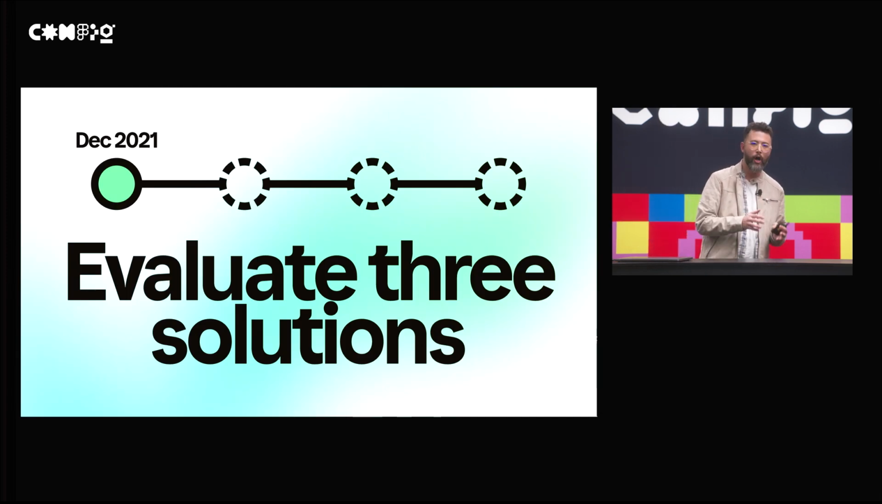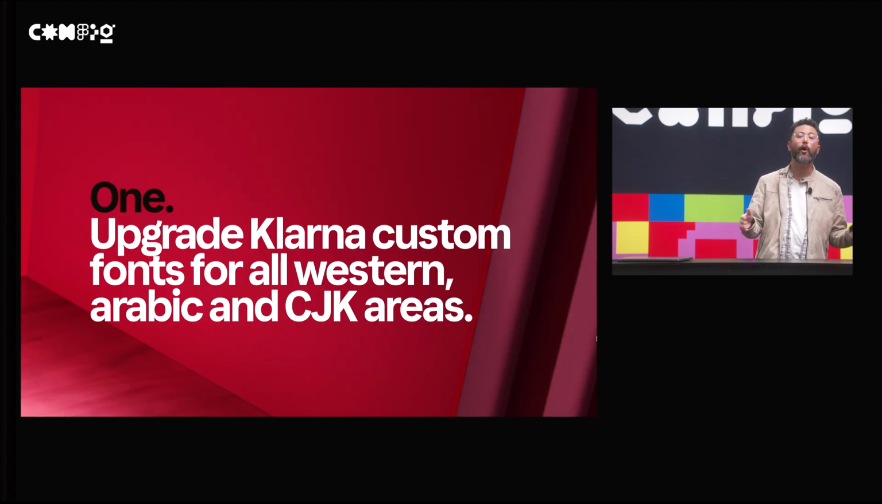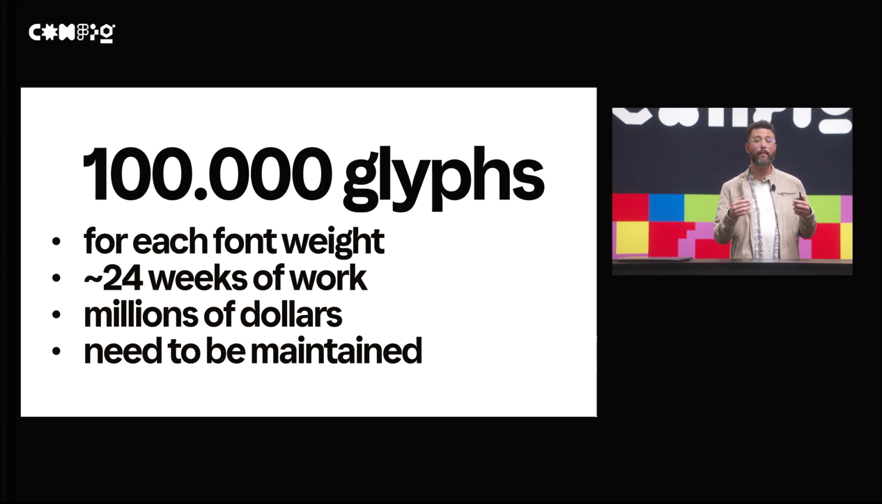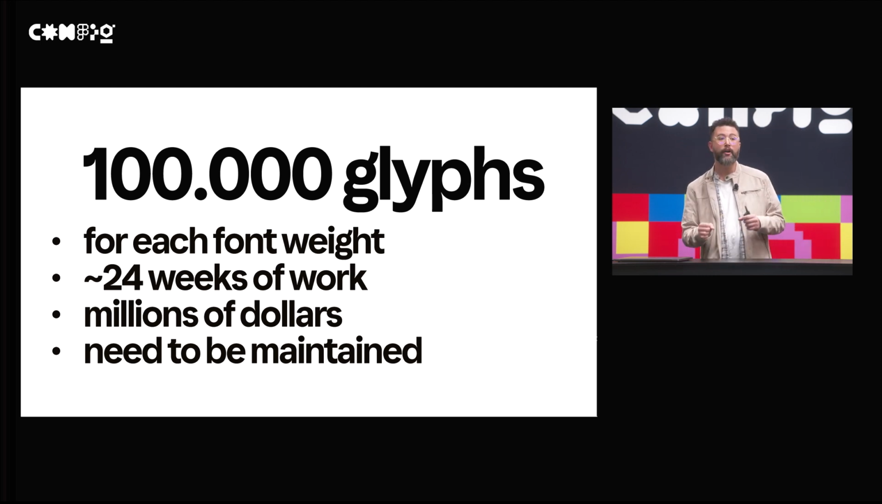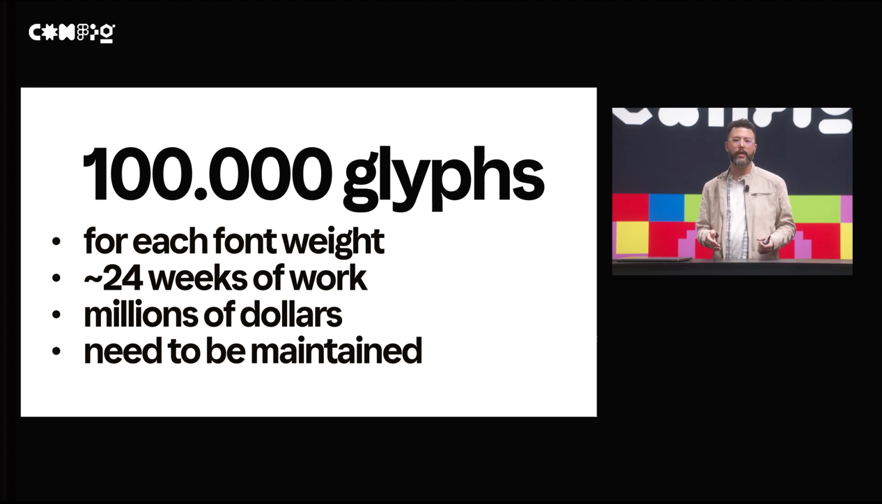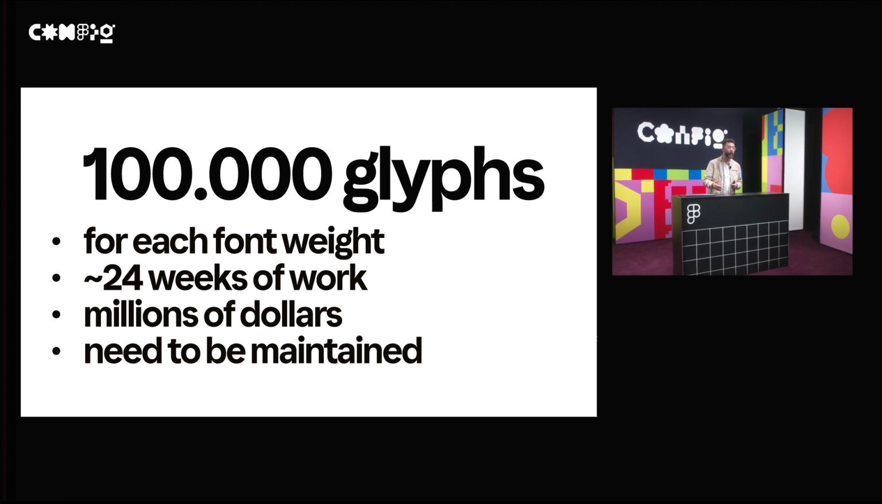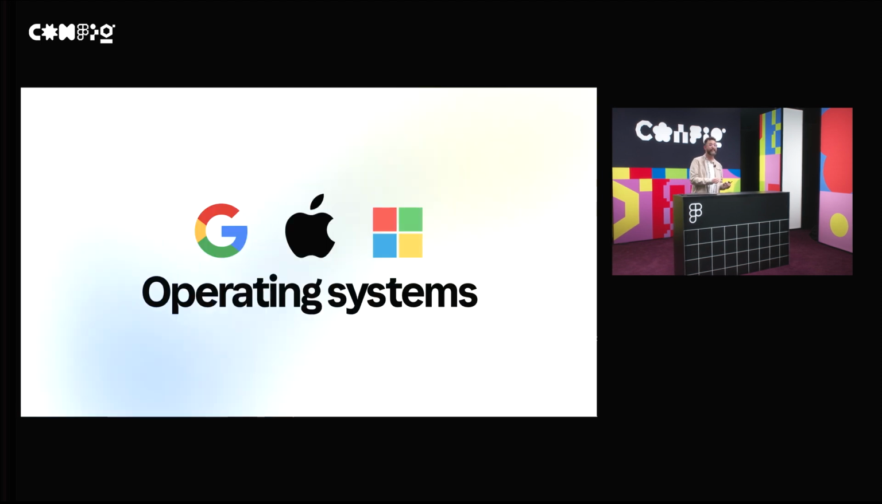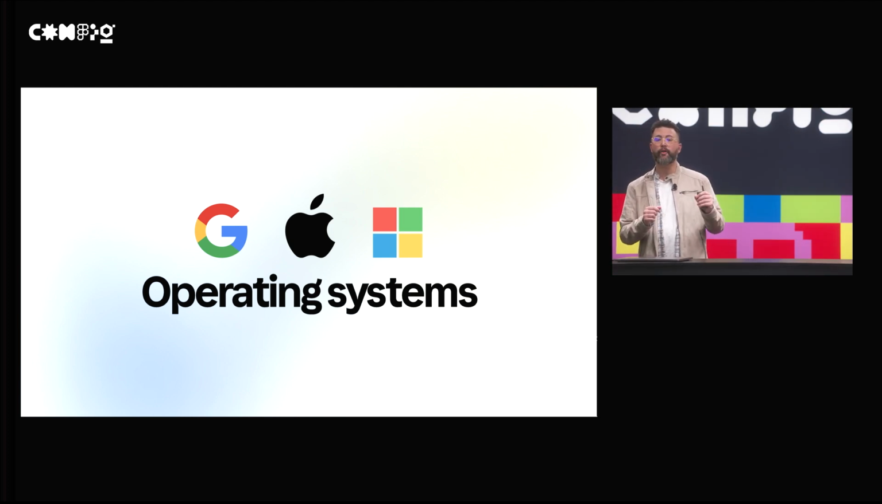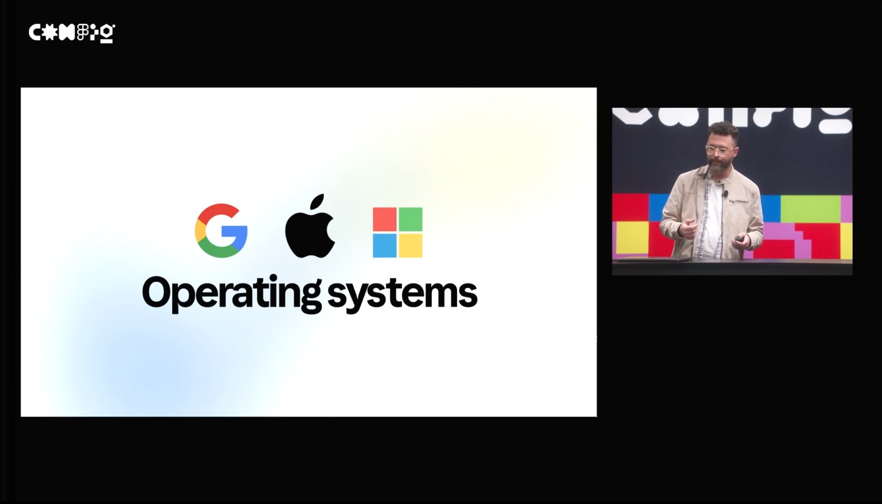We started to evaluate our options, and the first one was basically opening our wallet. Upgrade our custom fonts for all the different areas, but we're talking about designing more than 100,000 glyphs for each font weight. We're talking about 4 to 6 months of work, millions of dollars, and of course, maintenance, reworking, stress testing. Not the greatest option. It's no surprise that this solution is the one adopted by the largest companies in the world and the ones that provide the operating system our products run on.